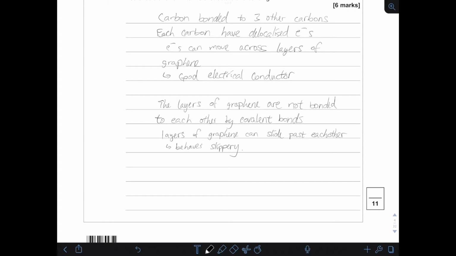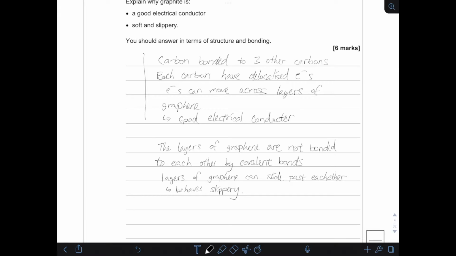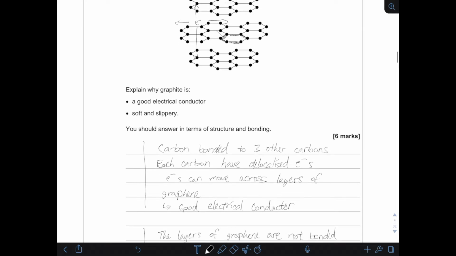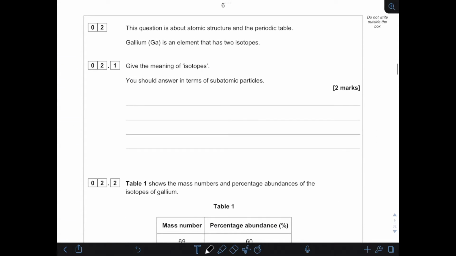So I think the AC to DC converters in electronics actually have graphite connectors because they're slippery and they conduct electricity. So these are the other 3 marks. So you've got 3 marks from this section and you have 3 marks from this section. And that's the first question.